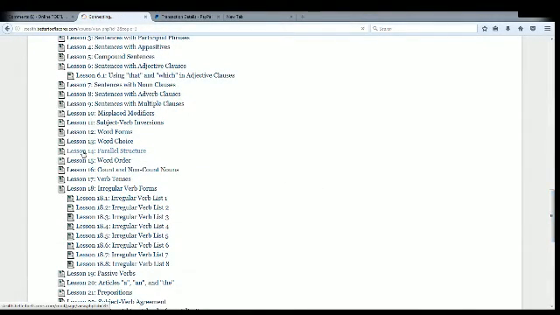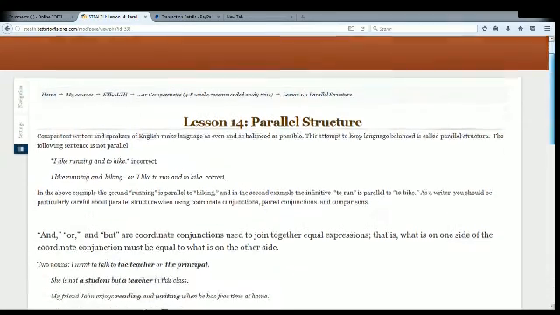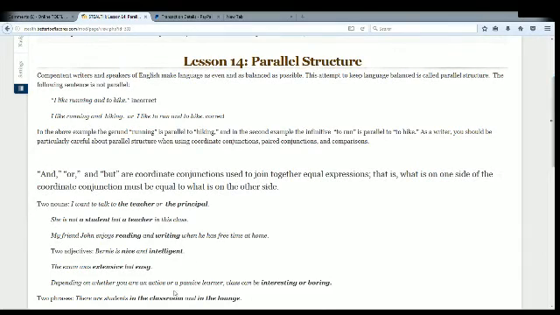Here it is. Lesson number 14, grammar lesson 14. This is the one that you want to take a look at right here. Do you see this? This will give you pretty much all the instruction that you need in order to understand parallel structure, particularly as it relates to TOEFL speaking and TOEFL writing. All right, Raphael, so that will be my answer to your specific question. We got that. Now let me go back to video.